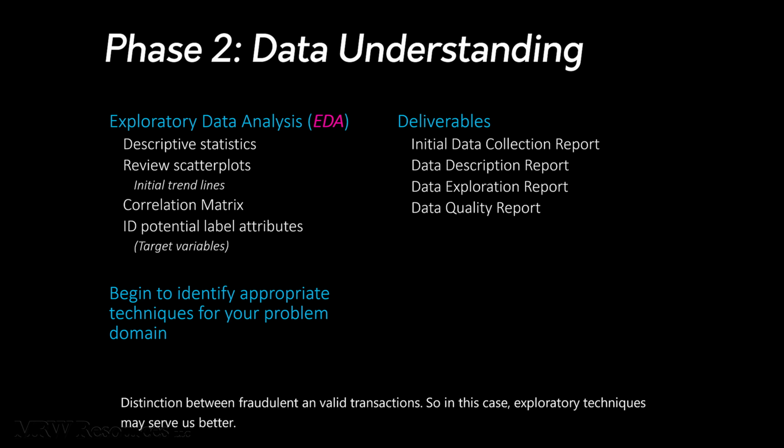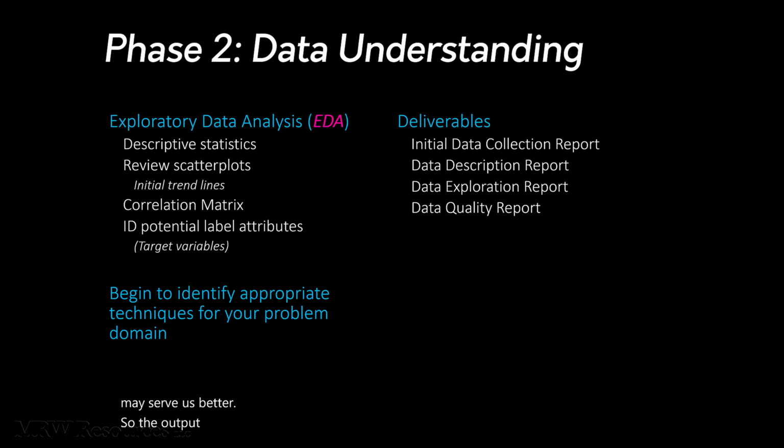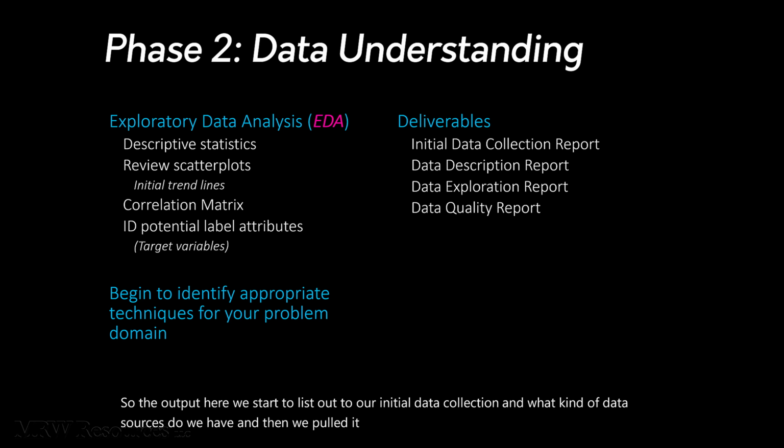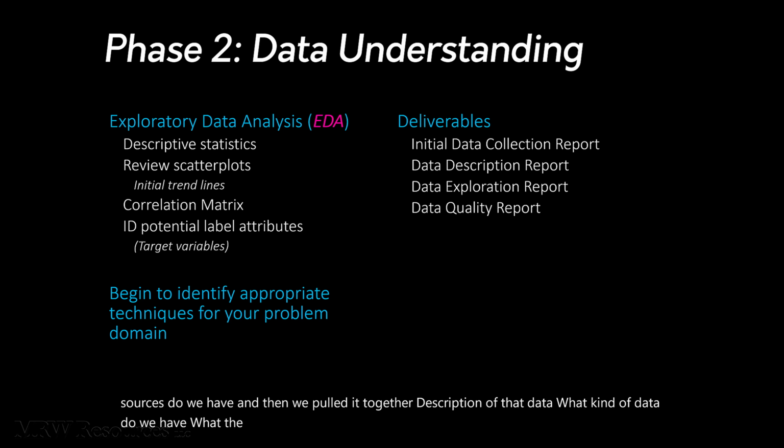So the output here, we start to list out our initial data collection. What kind of data sources do we have? And then we pull together a description of that data. What kind of data do we have? What format is it in? What are the acceptable values? Things like that. And we can start with our data exploration.